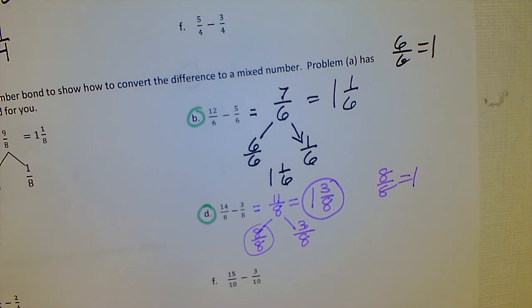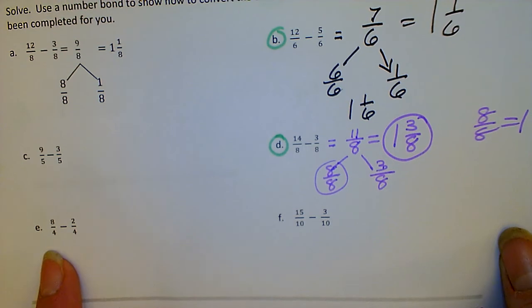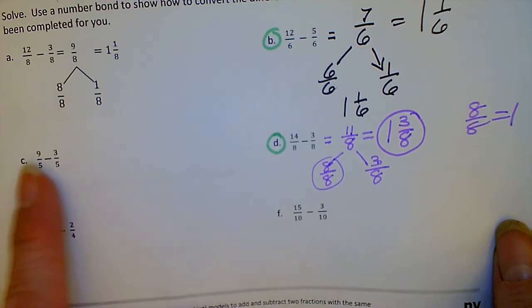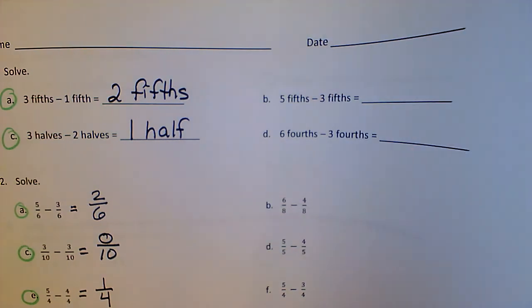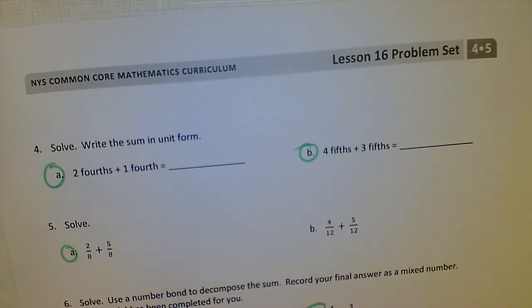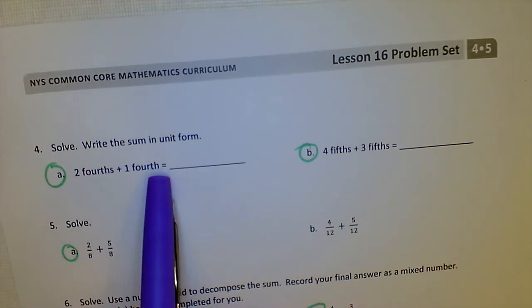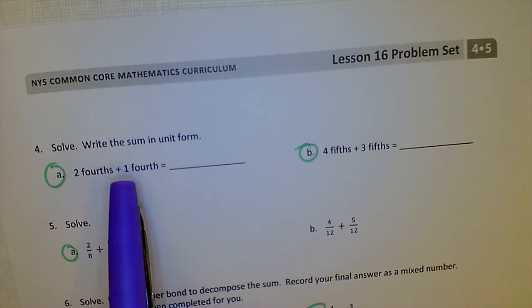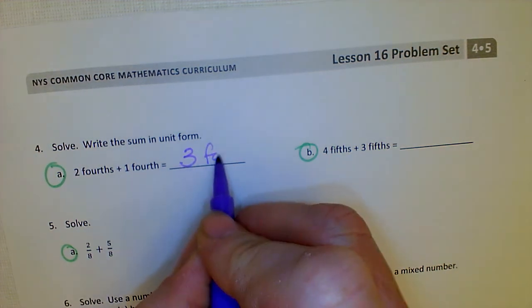All right, good. So for your work, you're going to do E and F. If you need more practice, we always have that one to go back to. So now let's switch it up and go back to the addition. We're just going to go ahead and do the top two together. So 2 fourths plus 1 fourth, well, 2 of those plus 1 of those gives me 3 fourths.